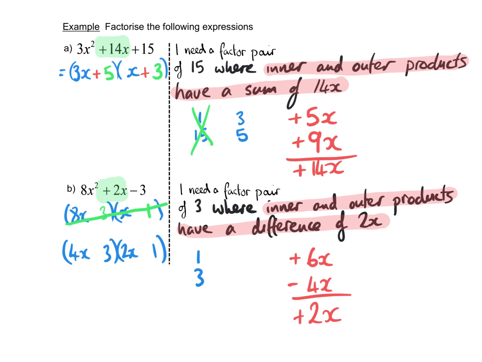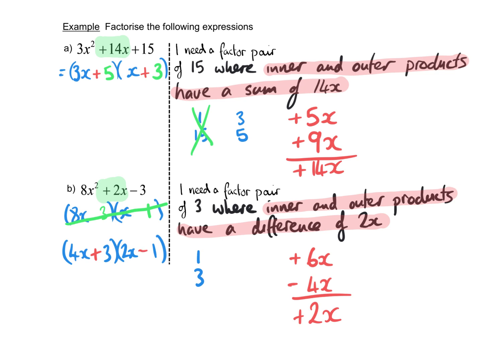Now, it's still a little bit of thinking required here. So I want to have a positive 6x. 6x is my inner product. Now, if I want to make this positive, it's going to have to be this positive 3 multiplying this 2x. So positive will have to go in here. And then I want my outer product to be negative 4x. Now, my outer product is these two numbers multiplying each other. So I need to make that 4x times negative 1. So I'll have to put my negative in there.